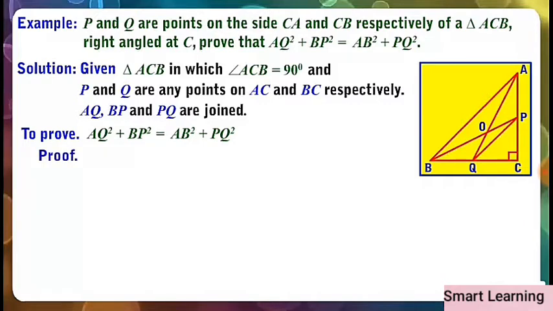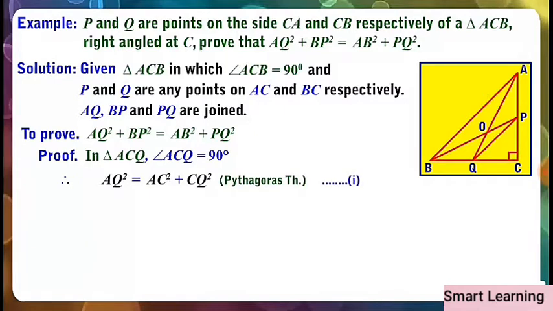Let's see the proof. In triangle ACQ, angle ACQ is equal to 90 degrees, so by Pythagoras theorem, AQ square is equal to AC square plus CQ square. Call this first. Similarly, in triangle PCB, angle PCB is equal to 90 degrees. Once again by Pythagoras theorem, PB square is equal to PC square plus BC square. Call this second.